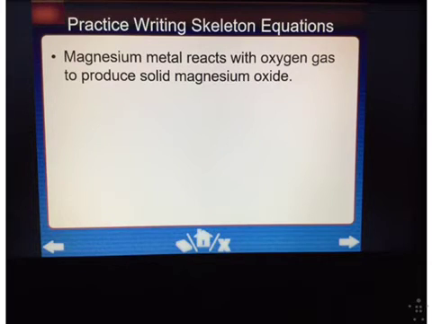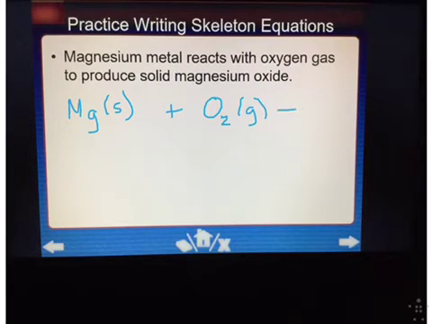So step 1, it says magnesium metal, which means it's just magnesium by itself. And since it's a metal, that means that it is in solid form. Reacts with tells you that you have a plus sign at that point. And then it says oxygen gas, and oxygen is one of those diatomic molecules that I said would be a pain when you write chemical reactions, because you have to remember to always include that little 2 with it because it's diatomic. But it says oxygen gas, so I would go ahead and put my little G. And then to produce translates to my arrow. And then solid magnesium oxide.